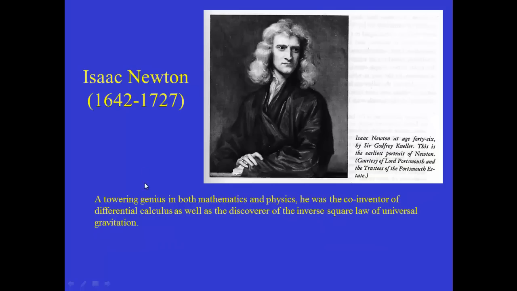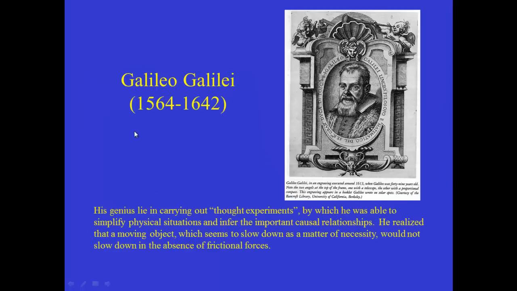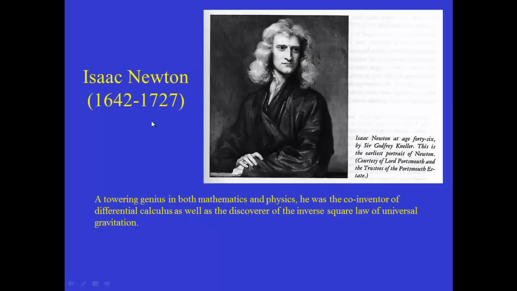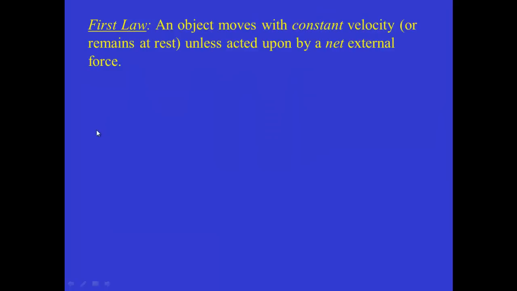Newton, on the other hand, was able to take Galileo's insights. It's interesting that Galileo died in 1642, which was the same year Newton was born. And when Newton was in his late teens, as a college student, he developed ideas that later resulted in some of the most profound mathematical books of the 17th century. And so Newton was a genius both in math and physics. He was the co-inventor, along with Leibniz, of calculus, and he discovered the inverse square law of universal gravitation. And his ideas, written down in what we call the laws of motion, are the basis for our subject here.